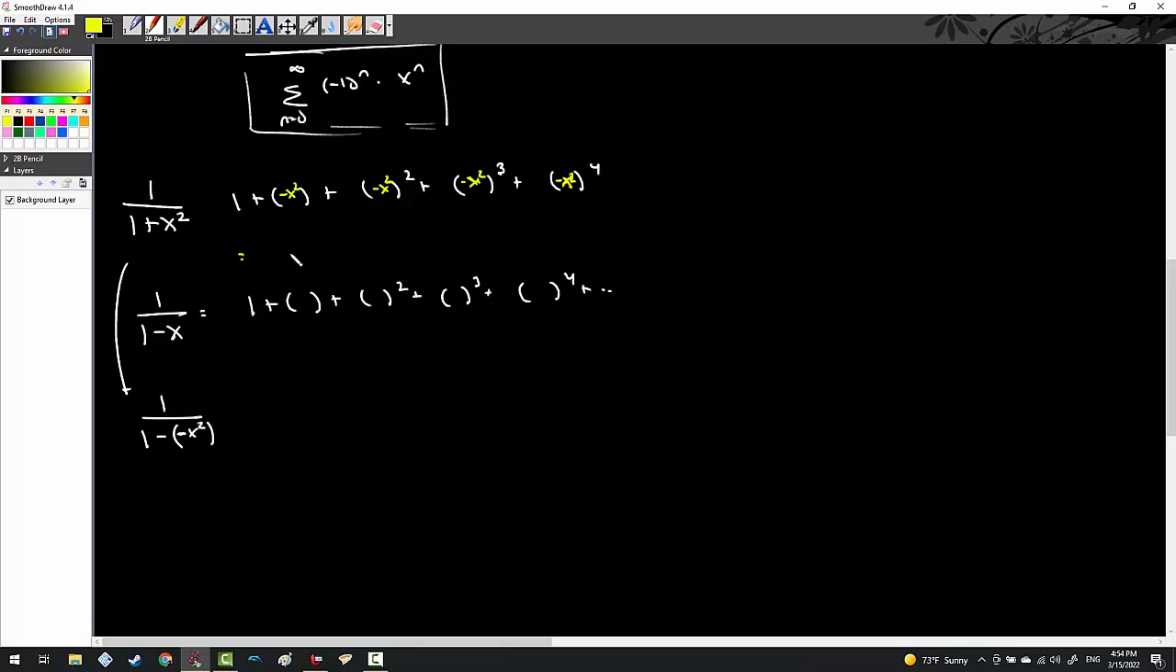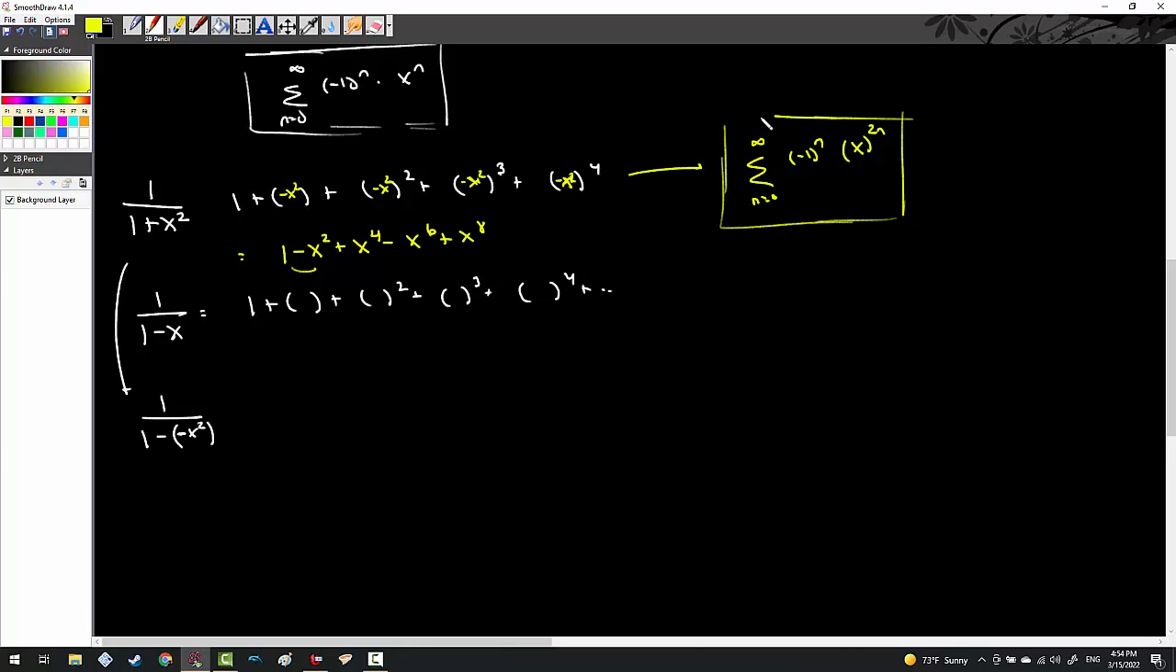So what I get is 1 minus x squared plus x to the 4th minus x to the 6th plus x to the 8th. And if I wanted to come up with a series generator for this, I'd start at 0, and I would say negative 1 to the n times, in this case, I'm multiplying by x squared each time, so x to the 2n, or x squared to the n. So that'll be my sequence generator for this guy.